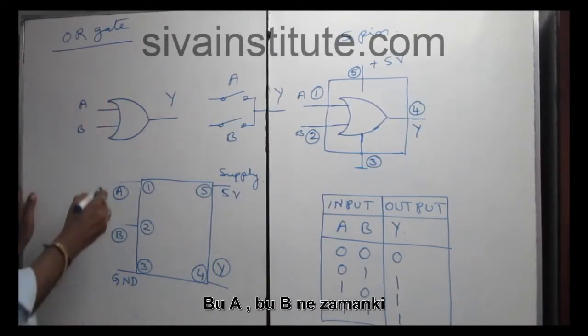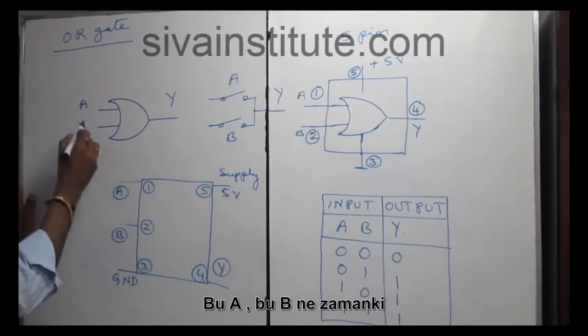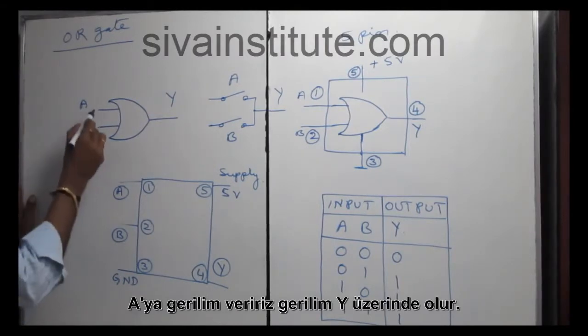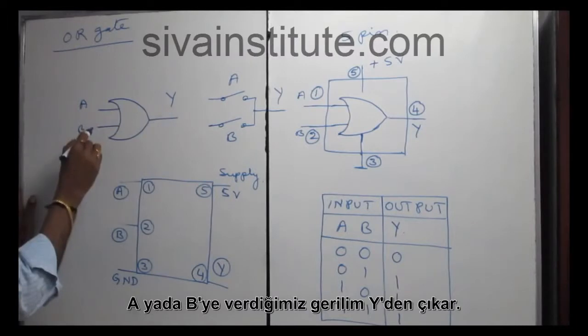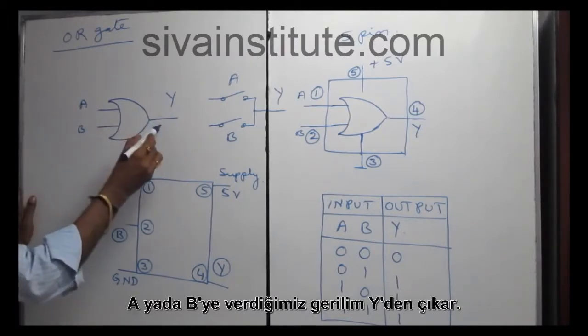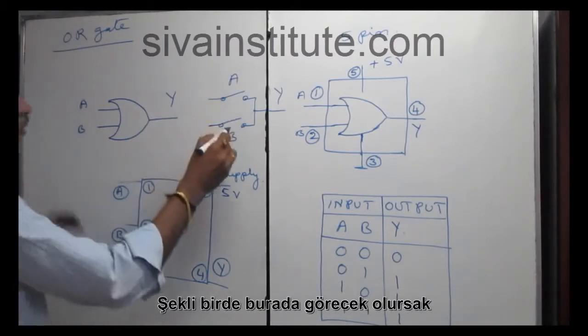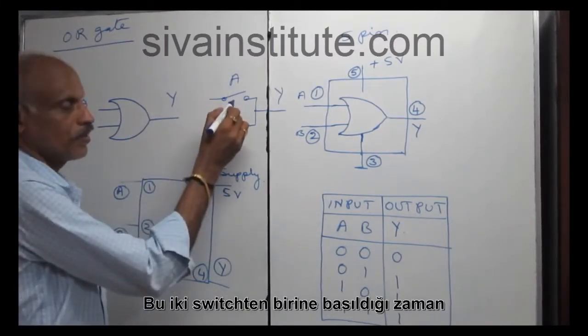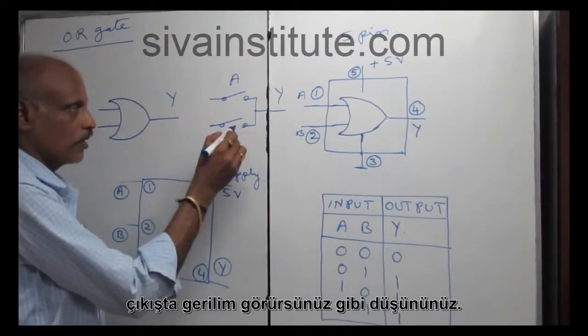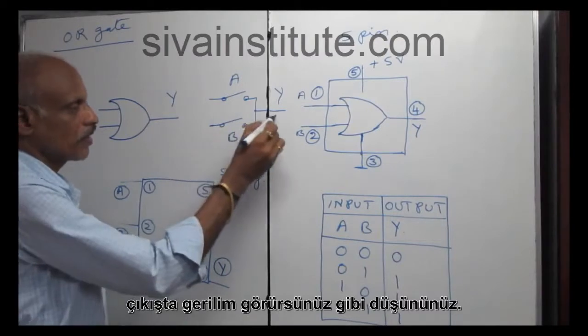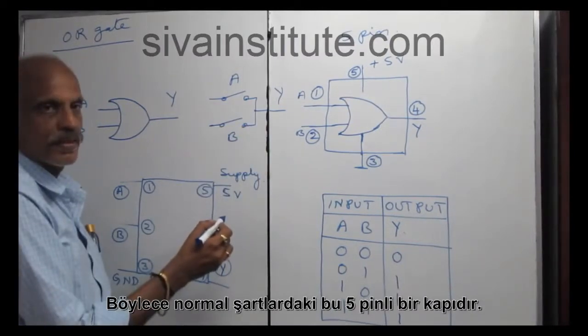OR gate. This or this, A or B. When you give voltage to here, this output voltage comes here. When you give this pin or this pin, A or B, this voltage comes out in this white pin. See here, this is a switch. When this switch is on, this voltage comes out from here. When you turn this switch on, this voltage comes out from this place.